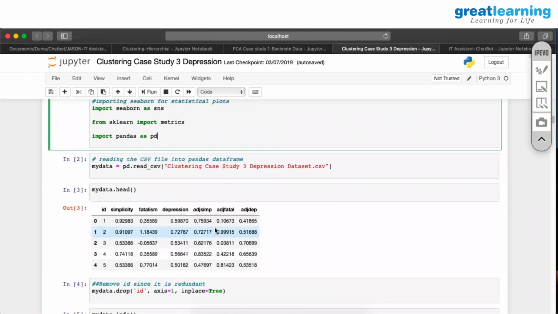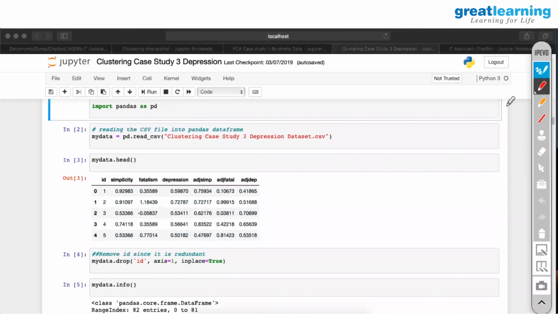Next, I have a data set with me today, which is coming from one of the researches done on some depressed patients, or basically some patients. They are trying to find out certain metrics within psychiatry on depression. So let us say there are values called simplicity, fatalism, depression, adjusted. There are some values given to us and there is no target value. So now we want to classify whether the patients are in a no depression state or a high depression state, something like that.